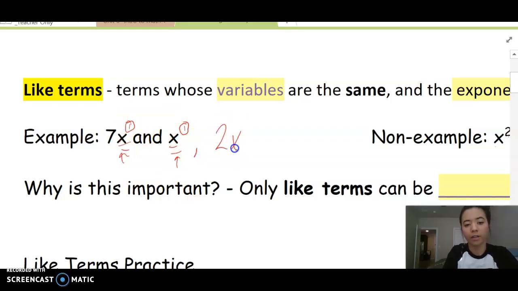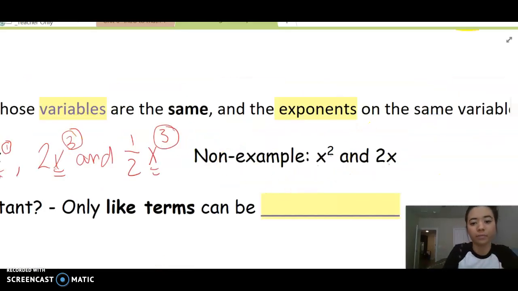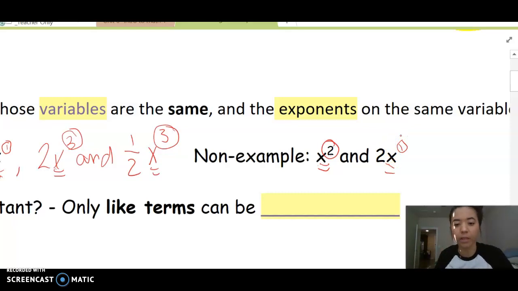Another example could be 2x cubed and 1/2 x cubed. Again, my variable is the same. They both have an x. They both have an exponent of 3. Therefore, they're like terms. Now, if we look over here at the non-example, this one has an x, this one has an x, but this one has an exponent of 2. This one has an exponent of 1, or no visible exponent. So those exponents are different, and that's what makes them non-examples.